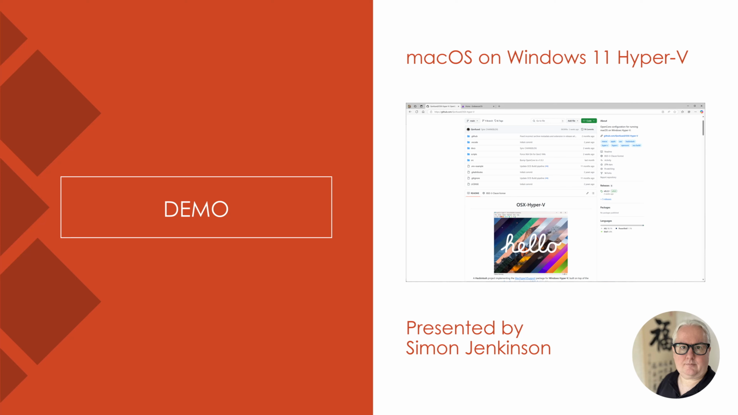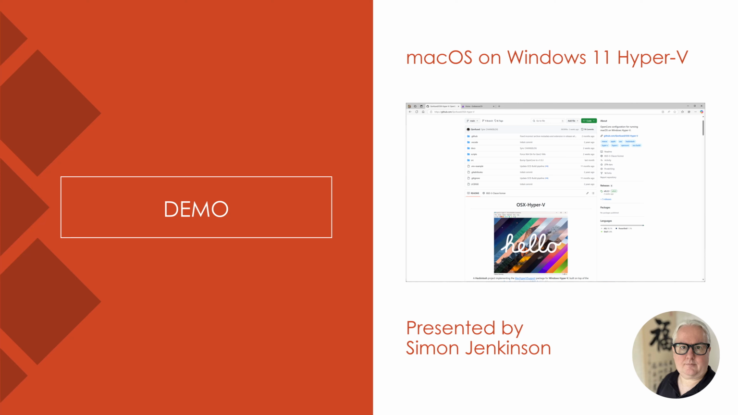There is a workaround that you can use to create a virtual desktop and remote onto it using VNC. But the experience isn't great, so I guess it's one of these gimmicky ways to get a Mac operating system running on a Windows virtual machine. So yeah, let's jump straight to the demo.